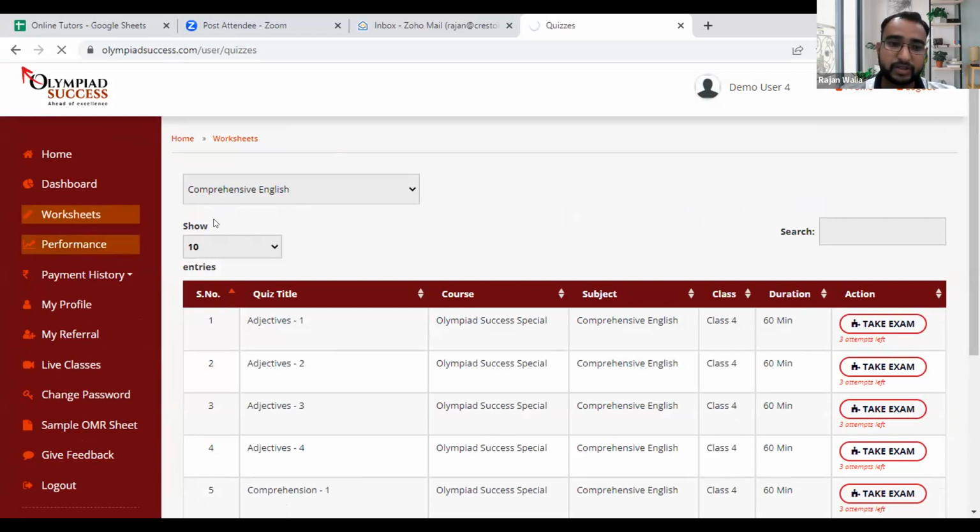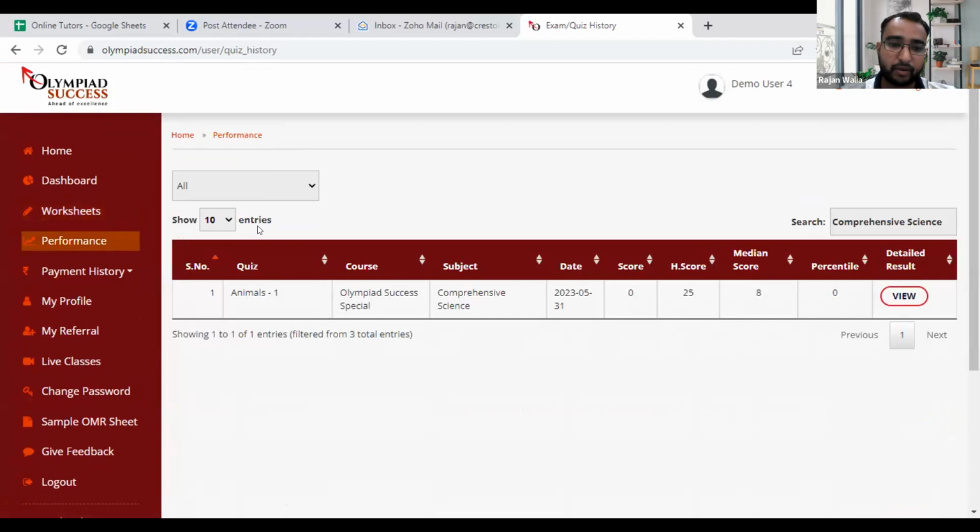In the performance tab, you need to select the subject first. So firstly, you need to attempt a mock test. When you attempt one mock test of English, you can see the English subject also here. You need to select the subject, then click on view detailed result to check the answers. So this is all about the dashboard, students.